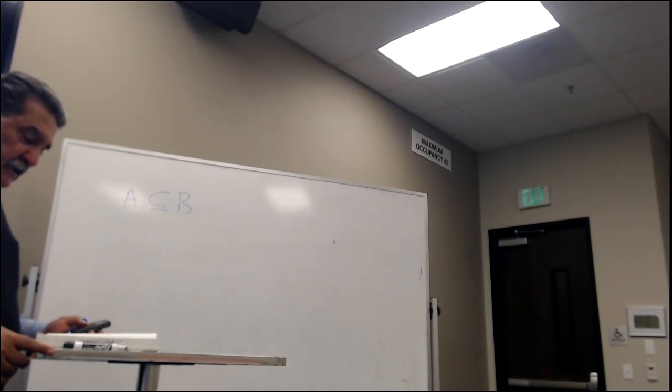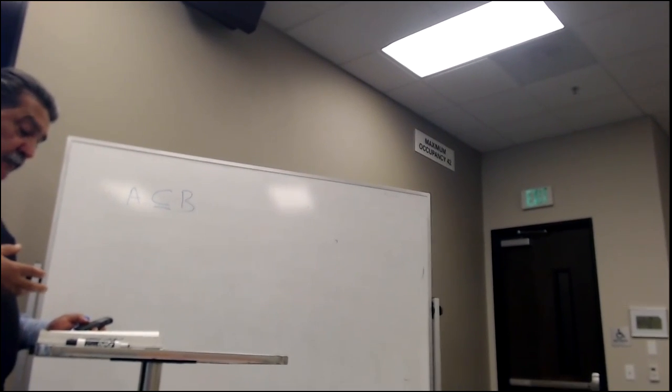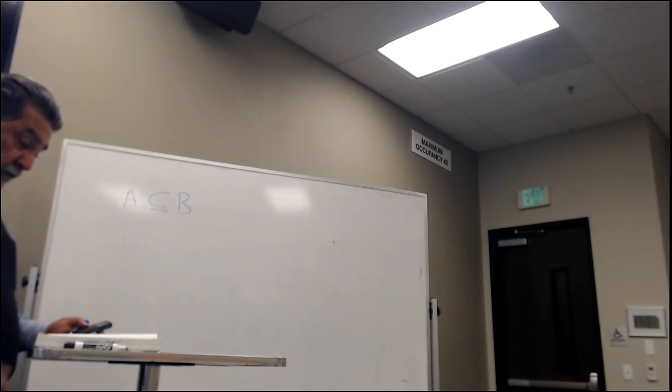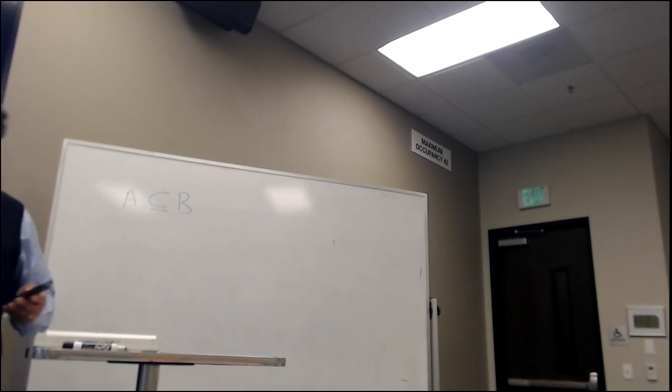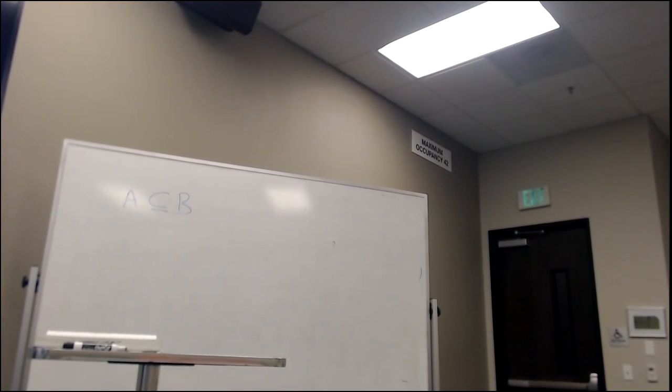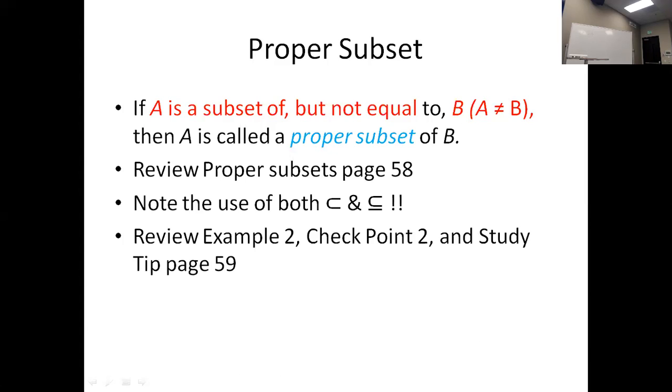How about this one? A: X is a person and X lives in Atlanta. B: X is a person and X lives in Georgia. It will be a proper subset as well, because all the people who live in Atlanta also live in Georgia, but the sets are not equal, since Georgia has other cities. All right. Let's continue.